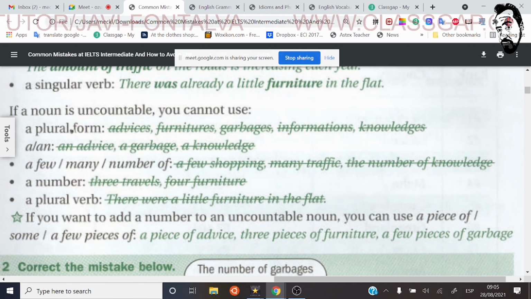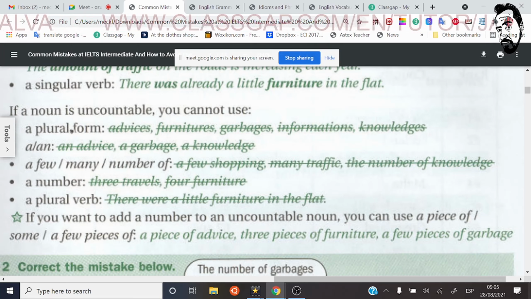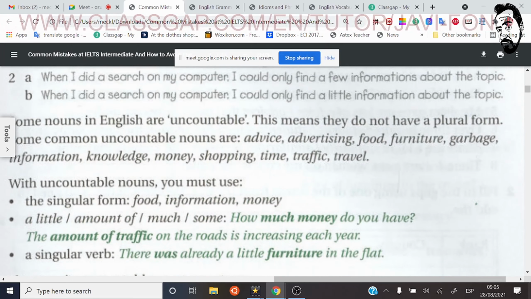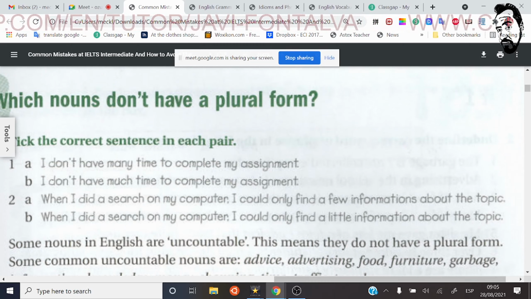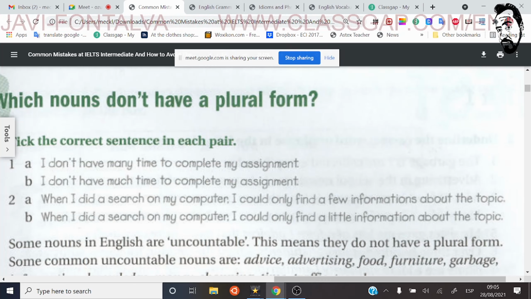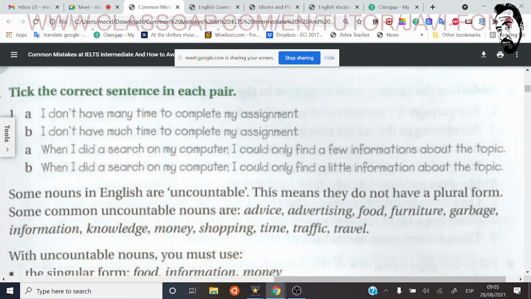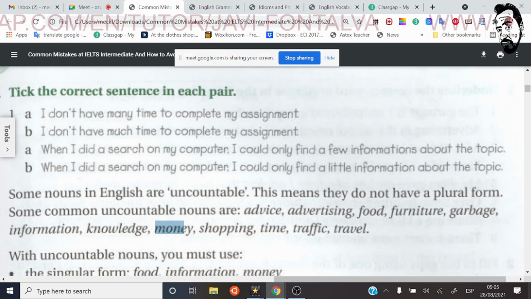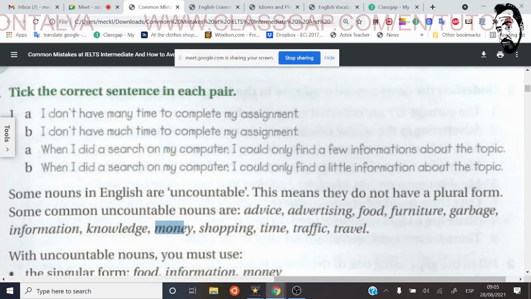So for example, you can say a piece of advice, or three pieces of furniture, or a few pieces of garbage. When I have a number of uncountable nouns, you have to say a piece of, a piece of news, for example. And if I have three coins, coin is countable. The problem is the noun. When you use the word money, it is not countable. You cannot say I have two monies, but you can say I have two coins. That's possible, because coin is countable.